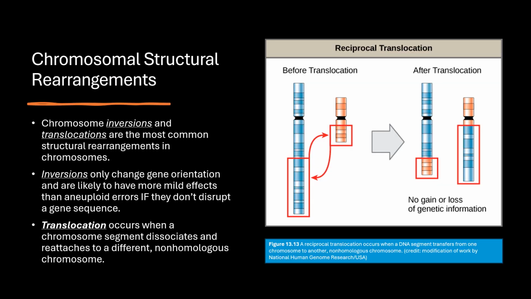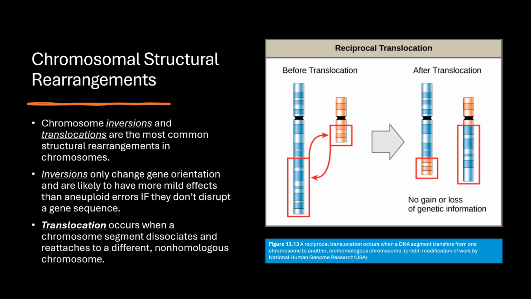So today we've learned that chromosomal structure is not always uniform. Chromosomes can undergo rearrangements. So for chromosomes, there are 2 possible options that we'll talk about today, one of them being inversions and the other being translocations. These are the 2 most common structural rearrangements that take place in chromosomes. So inversions only change gene orientation, and they're not likely to have as much of an effect on an individual as an aneuploid error if they don't disrupt a gene sequence.